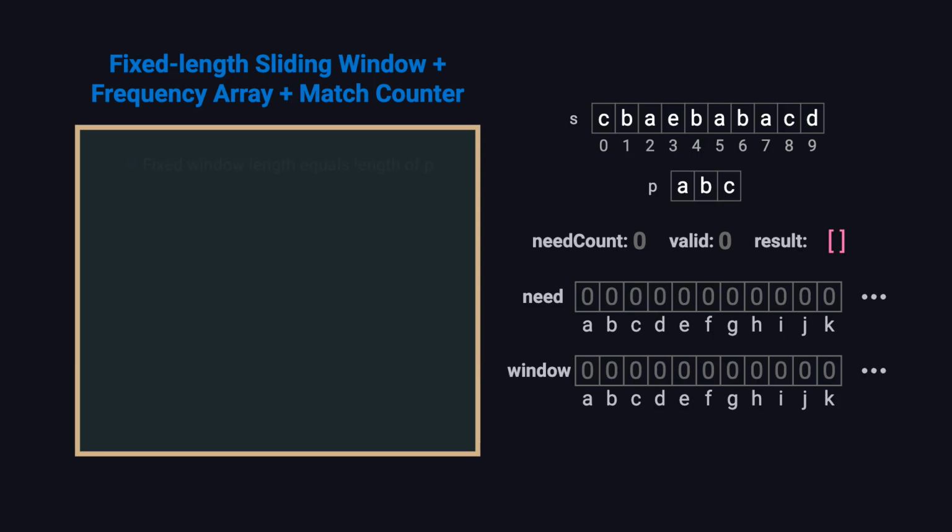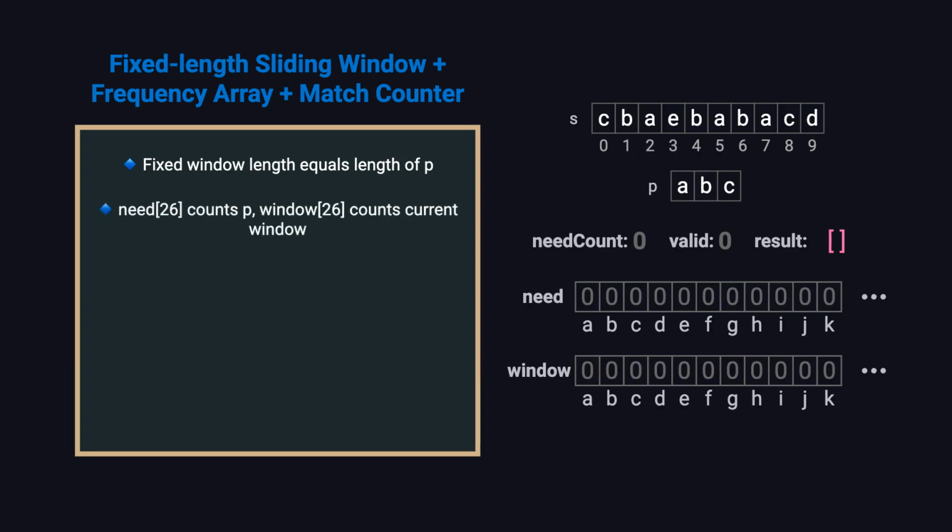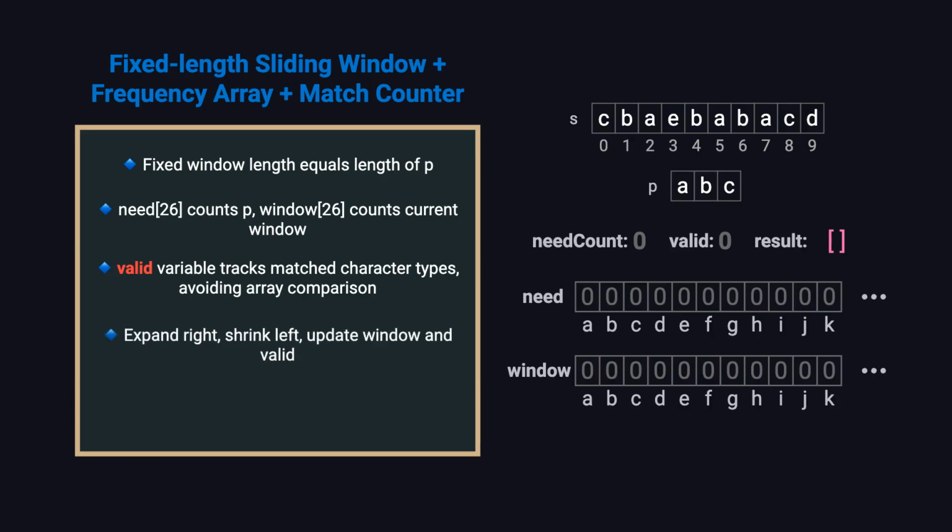Here's the core idea. Since we're only looking for substrings with the same length as p, the window size is fixed. We use two arrays of size 26 to store character frequencies. The need array records how many times each character appears in p. The window array records the character frequencies inside the current window. We also introduce a variable called valid, which represents how many characters currently have exactly matching frequencies between window and need. As the right pointer moves to the right, we add the new character into the window and update valid if its frequency now matches need.